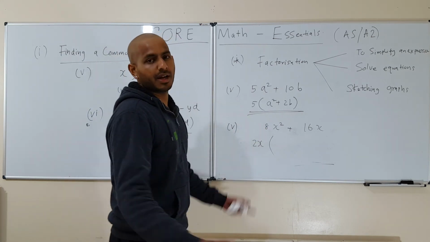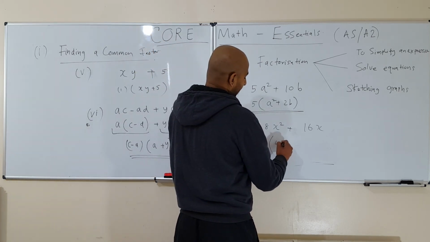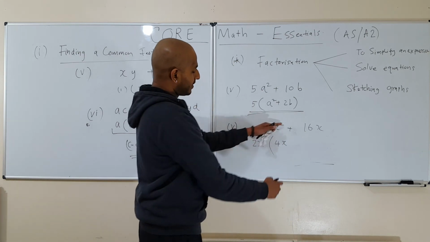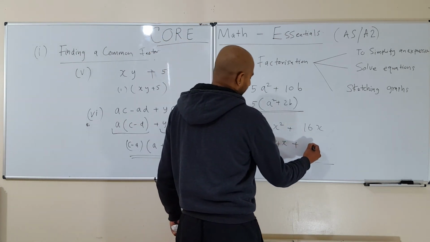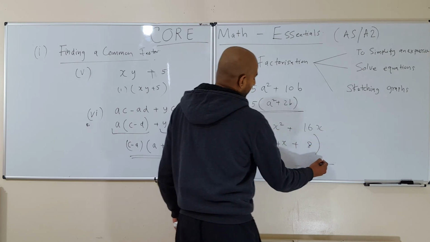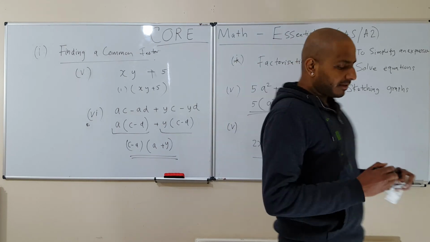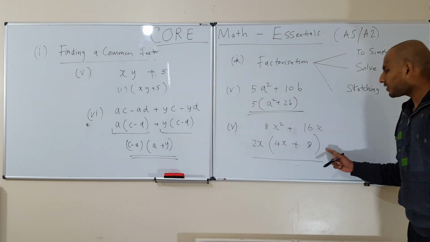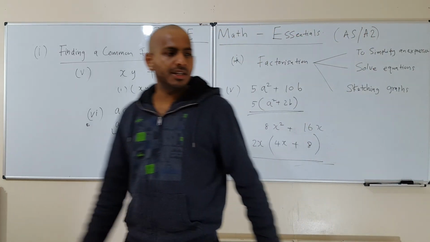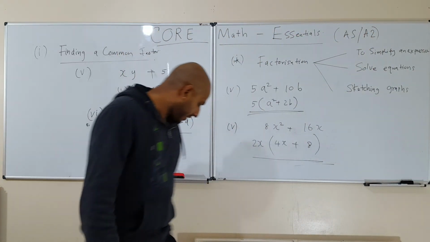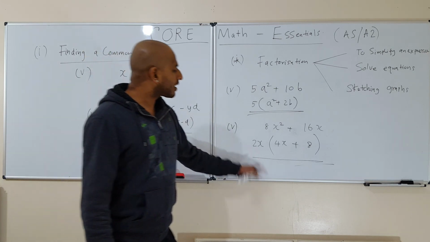So they're going to carry on factorizing now. So 8 divided by 2 will be 4, so you're going to get 4x here, because 1x is taken. Plus 16 divided by 2 will be 8, and the x is taken. So they might give the answer like this. Now this answer is right, but it's not complete. The reason is this: when you're factorizing, you should take the biggest factor out. So it is not complete.